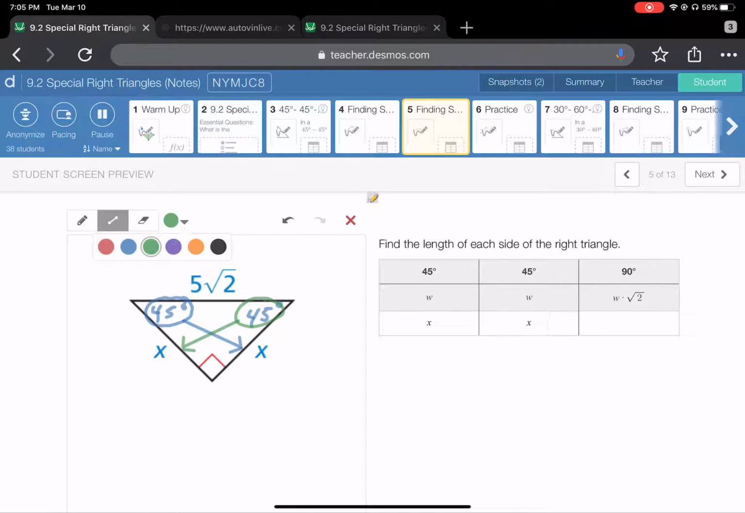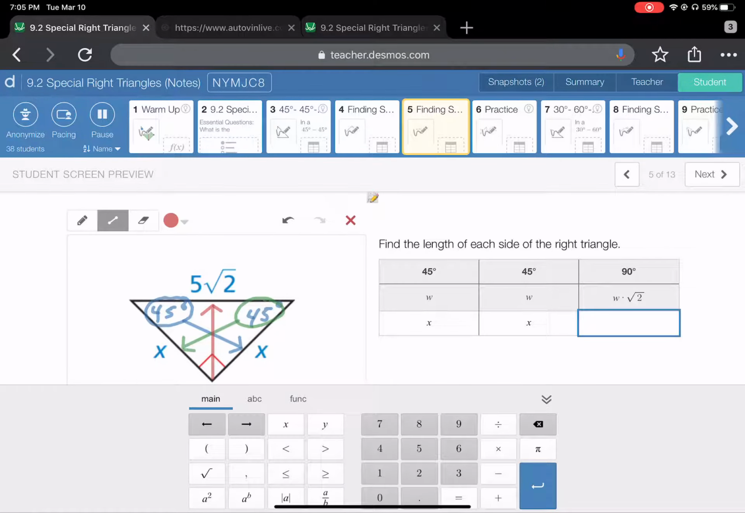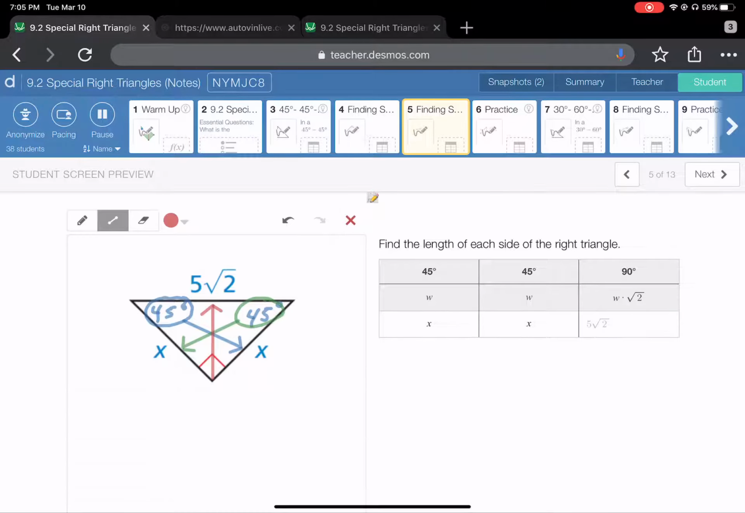Now it goes to figuring out the 90 degree. Across from the 90 degree, we have 5 square root of 2. I'm going to fill that in over here: 5 square root of 2. That is the actual length of the hypotenuse. The hypotenuse is 7.071 units long. We're going to use that piece of information to figure out what our w is.